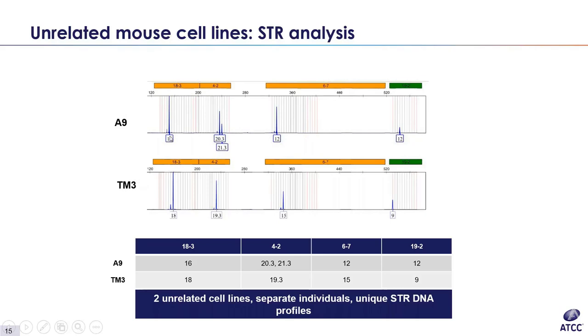And we can see at locus 8-13, a band at 16. At locus 4-2, bands at 20.3 and 21.3. Locus 6-7, band at 12. And a peak at 12 for locus 19-2. For TM3, we see all different peaks. So at 18-3, we see a peak at 18. For 4-2, we see a peak at 19.3. For 6-7, we see a peak at 15. And at 19-2, we see a peak at 9. So again, two unrelated cell lines, two separate individuals, unique STR profiles.